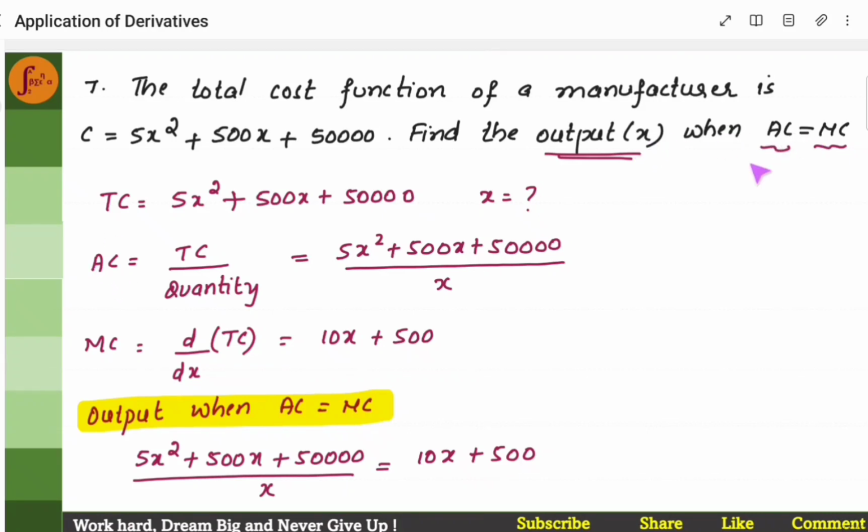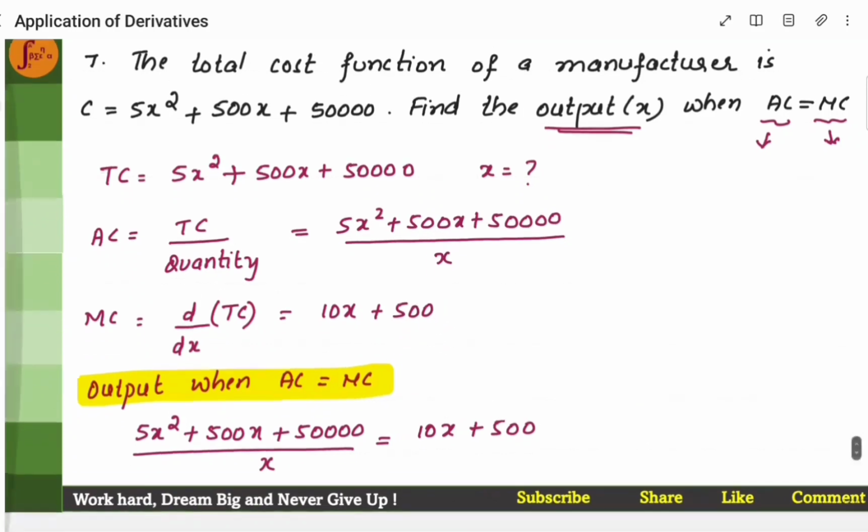So first find average cost. Then find marginal cost. Equate them. And when you equate, you will surely get the value of X. Right? So average cost is total cost by quantity. Total cost is given here. Quantity is X. Right? And marginal cost is differentiation of total cost. You differentiate this function. You will get 10x plus 500.